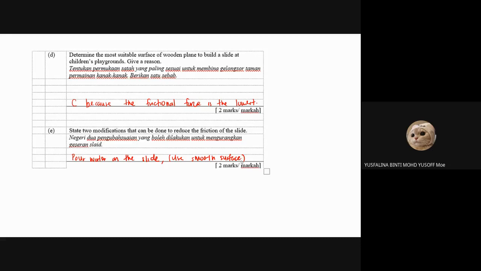Should it be increase or decrease? Make it steeper. Yes, correct. Okay, make it steeper. Or you can say, okay, increase the height of the slide.